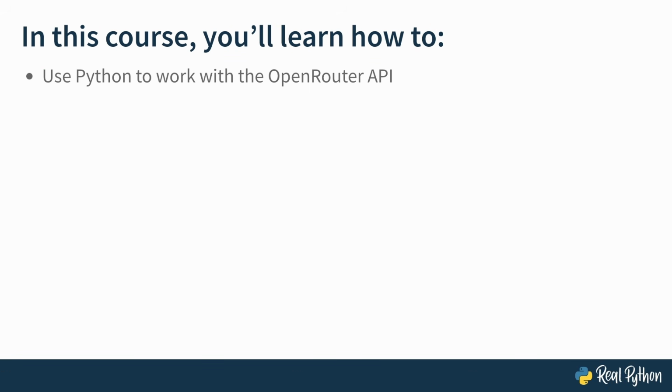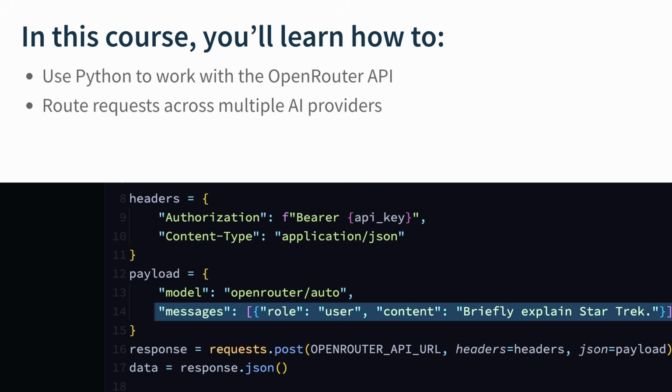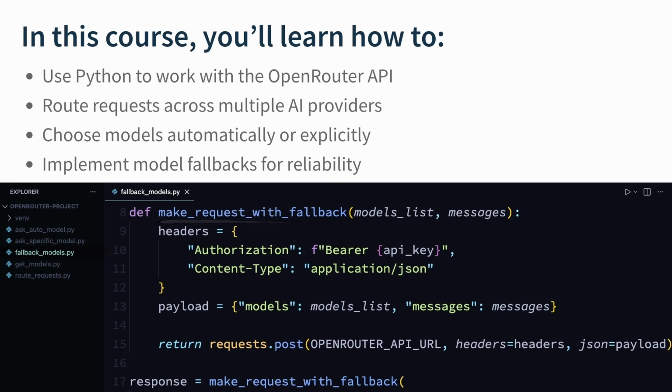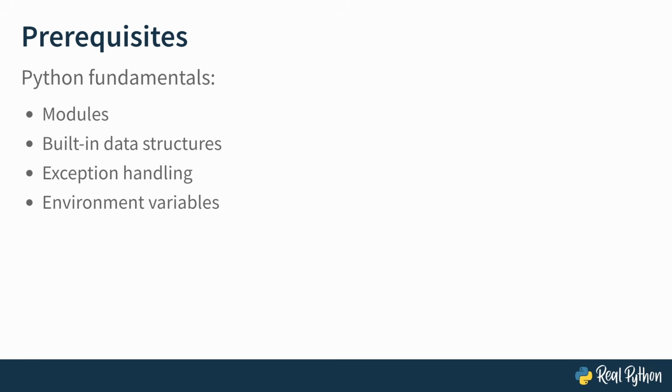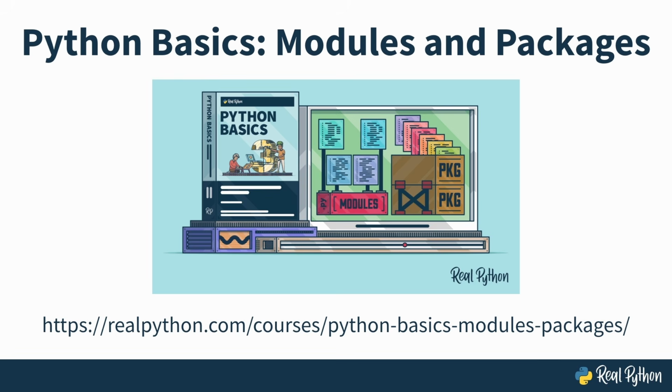In this course, you'll learn how to use Python to work with the OpenRouter API, how to route requests across multiple AI providers, how to choose models automatically or explicitly, and how to implement model fallbacks for reliability. For this course, you should have a good grasp on Python fundamentals, things like working with modules, built-in data structures, exception handling, and using environment variables in your code. If you'd like a refresher on modules, I recommend the course Python Basics, Modules and Packages. Otherwise, follow me to the next lesson, where you'll get set up with OpenRouter.